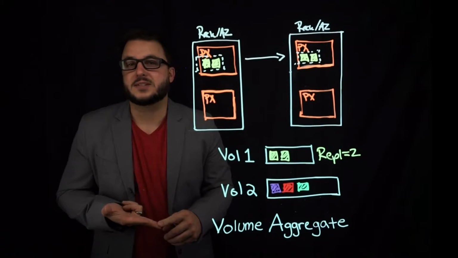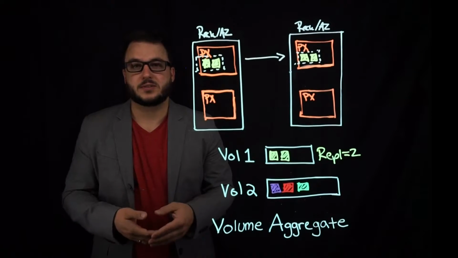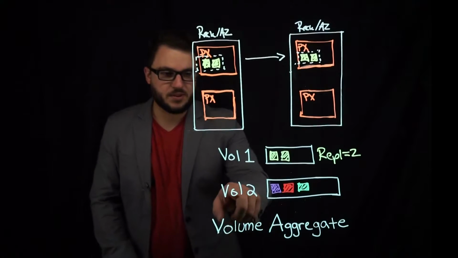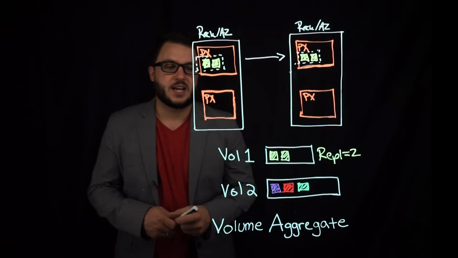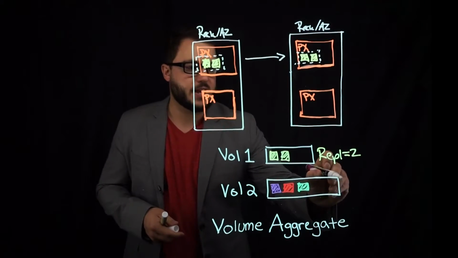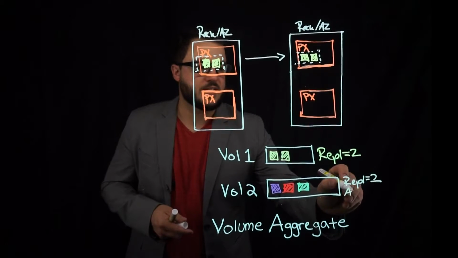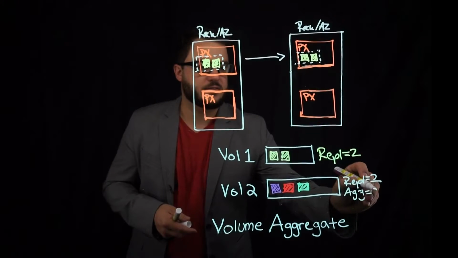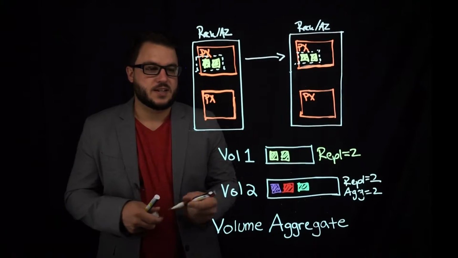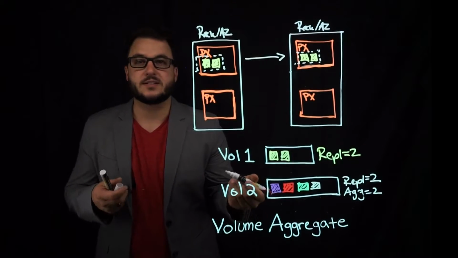This also limits the blast radius if you are configured with a single replica, or even knowing that your data is distributed across more than one node for a single volume. So let's take the example of volume 2 here. Volume 2 can be spread across different aggregates. So let's say that volume 2 has a replication factor of 2, but also an aggregate level of 2. This means that the aggregation for this volume, if there's 1, 2, 3, and 4 blocks of data, will be spread across 2 aggregate nodes.